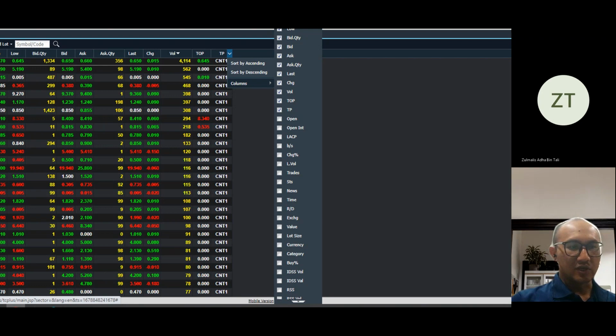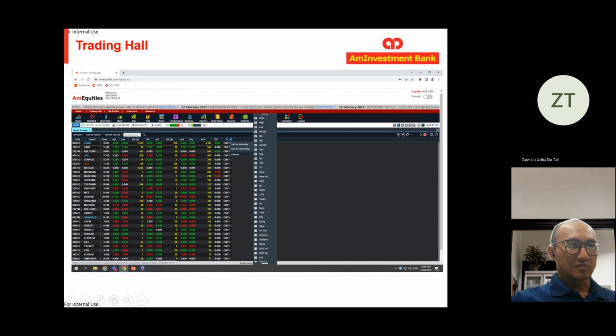You can short a counter like MyEG, but since this is intraday short selling, you have to open a new account. It will be a nominees account. You sell first and buy back before 4 o'clock on the same day, so that's why it's called intraday short selling. You can contact your dealer to open an intraday short selling account in case you're interested. Then let's go to the next slide.